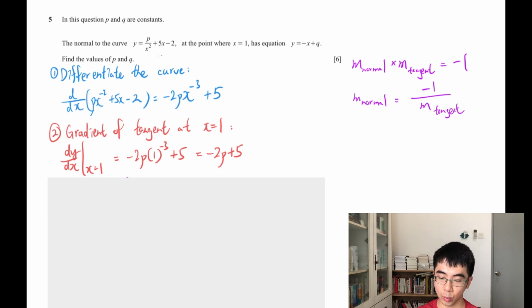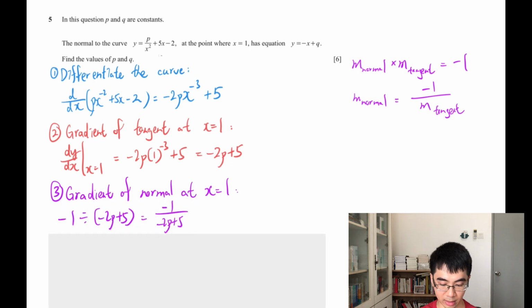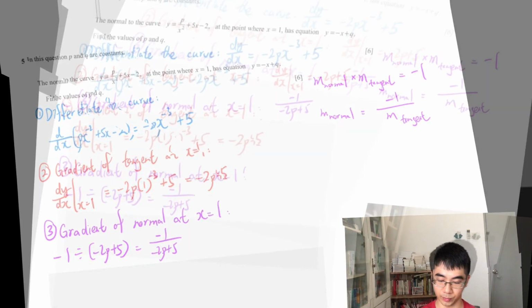So now we want to find the gradient of the normal, making use of this. It should be -1 divided by what we have found. So the gradient of the normal at x is equal to 1 should be -1 divided by bracket -2p plus 5, which is this. It's okay, or we just keep it like this. And this is the gradient of the normal.